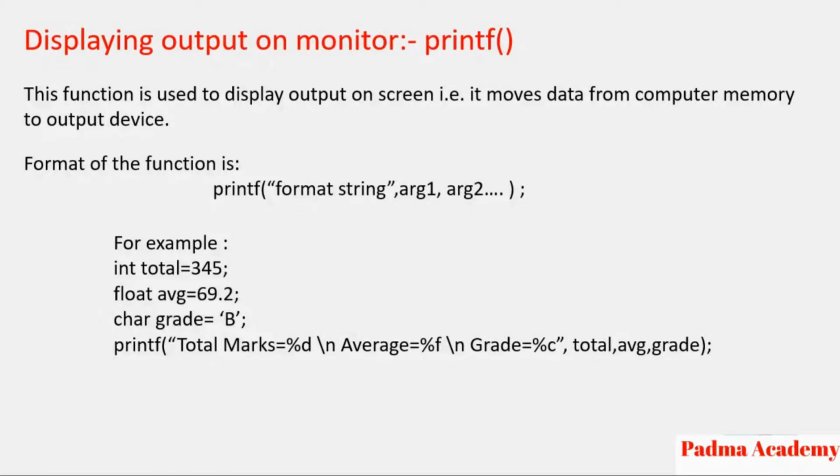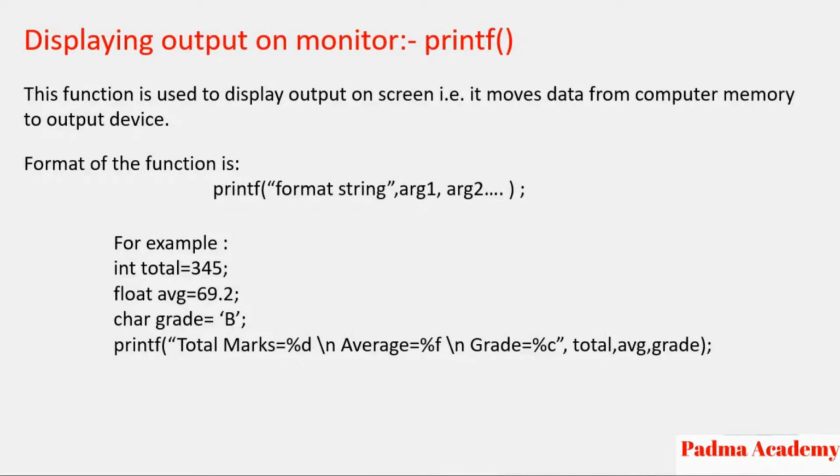Okay, then it will move further and find the \n, then it will move the cursor to the next line, then print average is equal to %f, then it will find the second argument, that is avg, then it will print the value of avg in front of average. Then it will find \n, then it will move the cursor to the new line, print the grade is equal to, then again the %c, that is character, it will move towards the third argument and print the value of the third argument in front of grade is equal to.